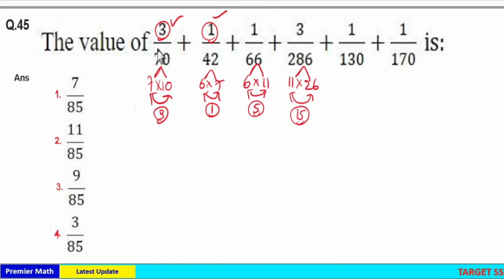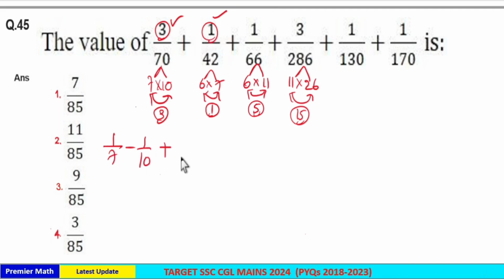Now, here 3 by 70. So in denominator you have 7 and 10. So I can write it as 1 by 7 minus 1 by 10. 10 minus 7, 3 is in the numerator. 7 into 10, 70 is in the denominator. So first term we can split like this.